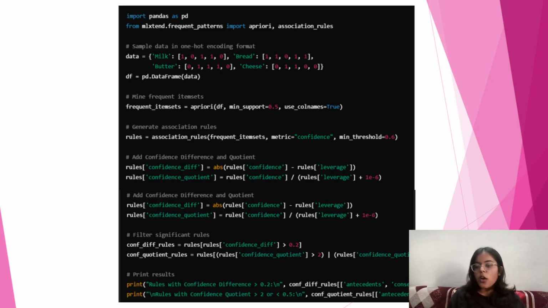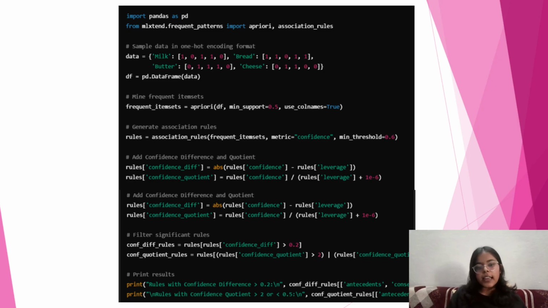Now generate association rules. Once we have frequent item sets, we use them to generate association rules. These rules tell us that the presence of one item can predict the presence of another. See this syntax: rules is equal to association_rules, the frequent item set matrix, with metric confidence. Then minimum threshold is equal to 0.6.